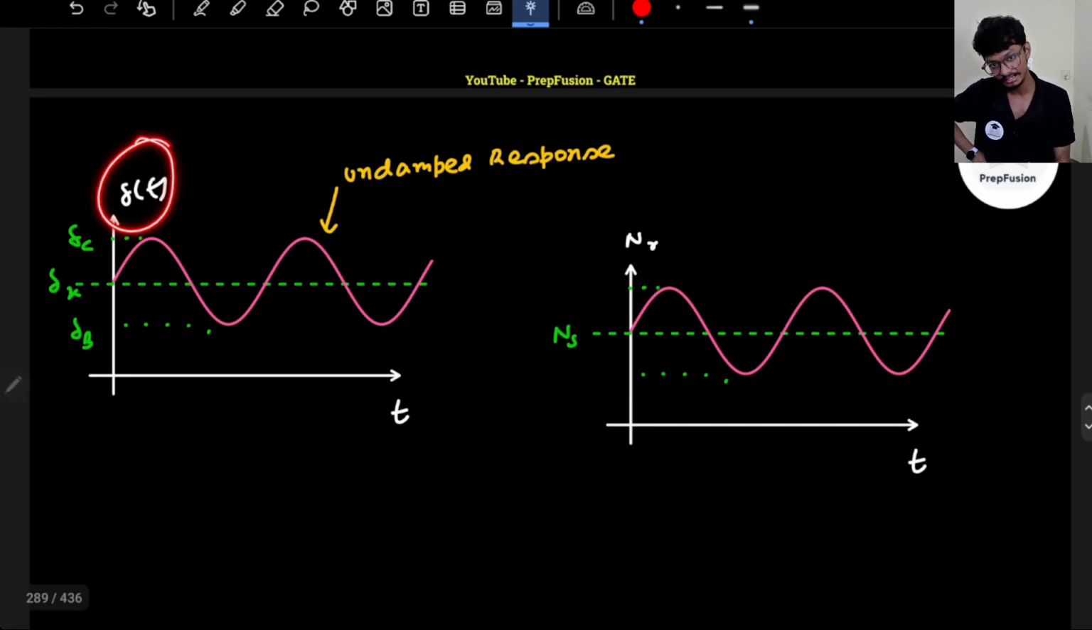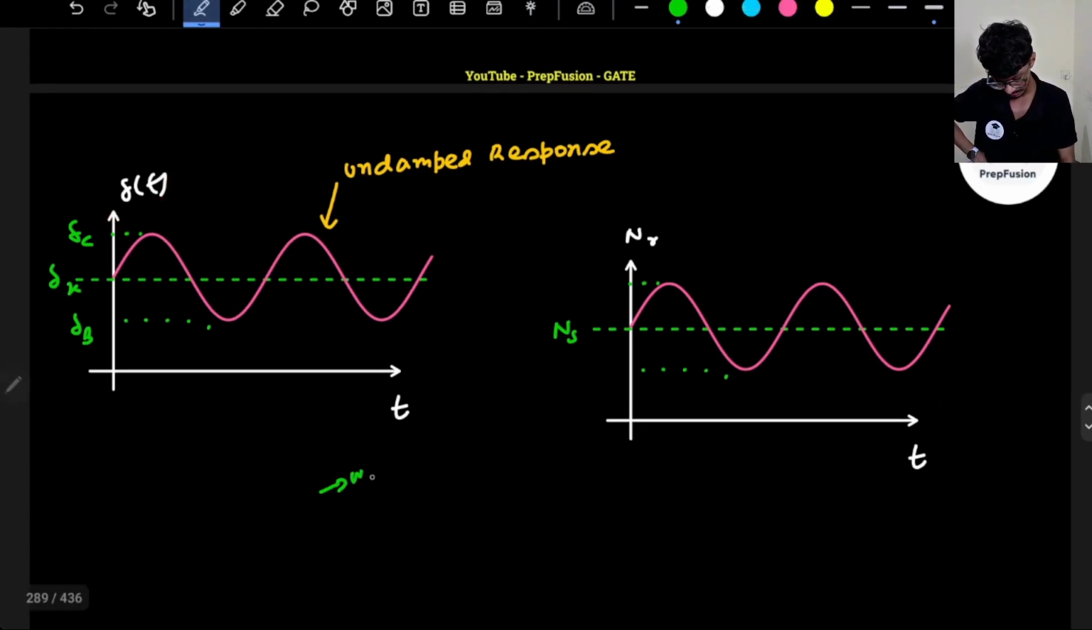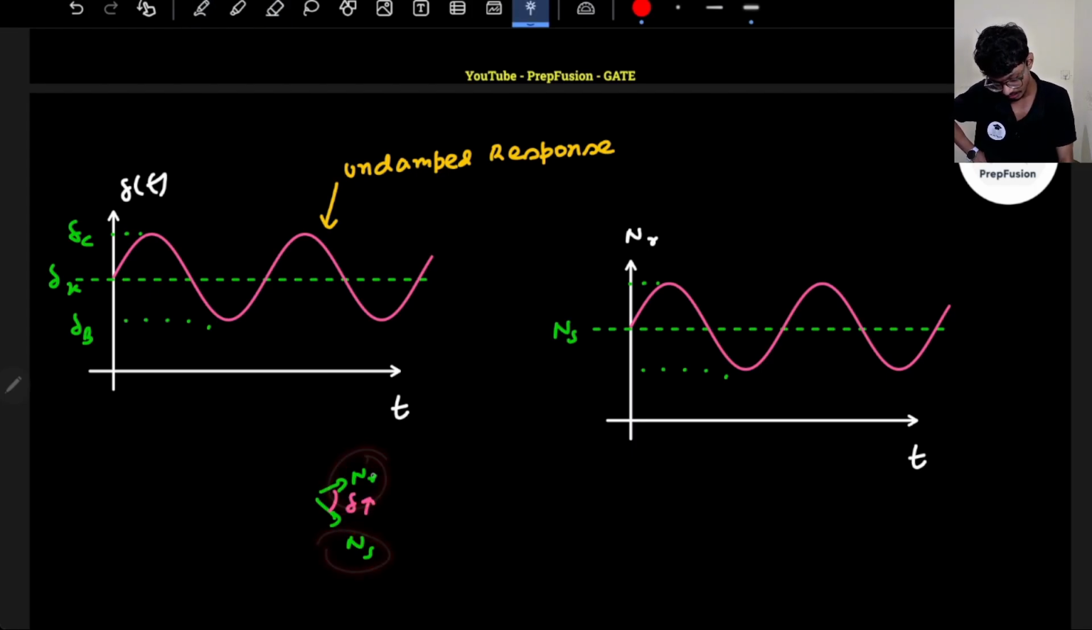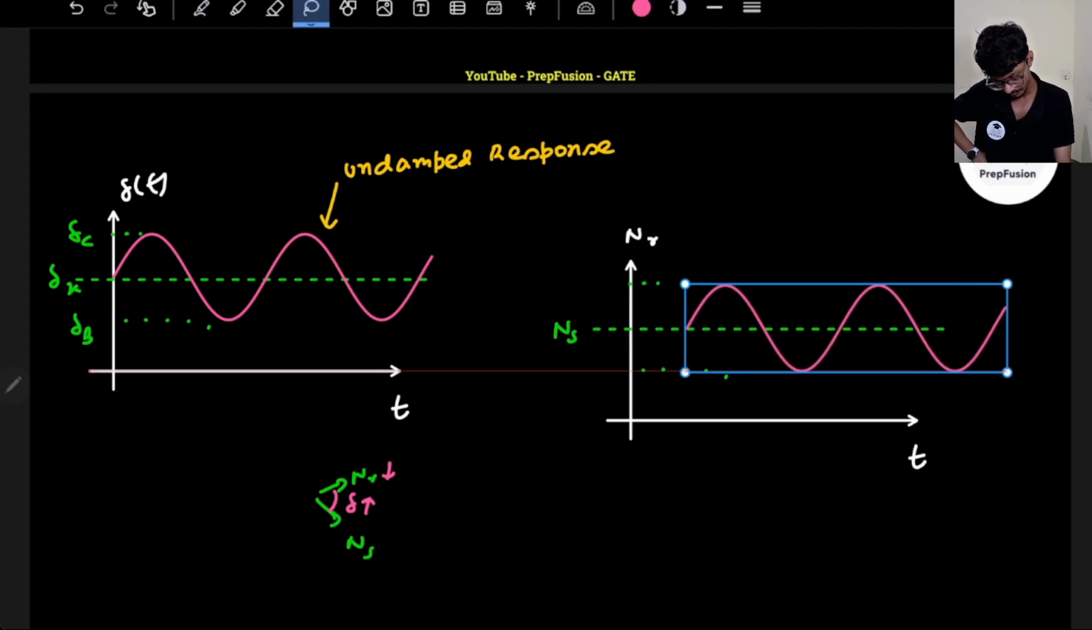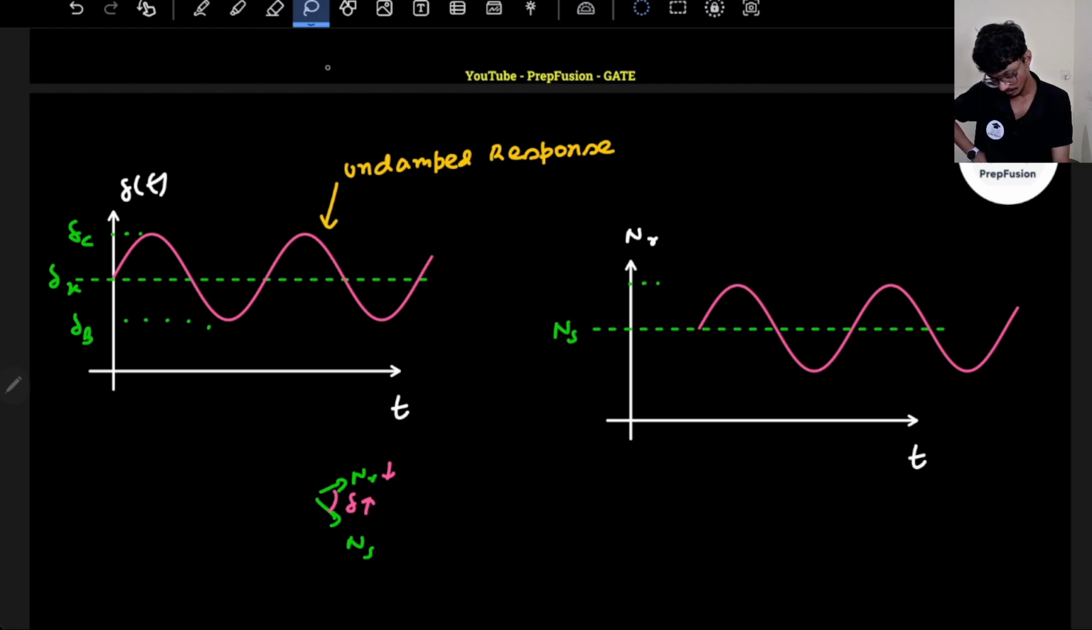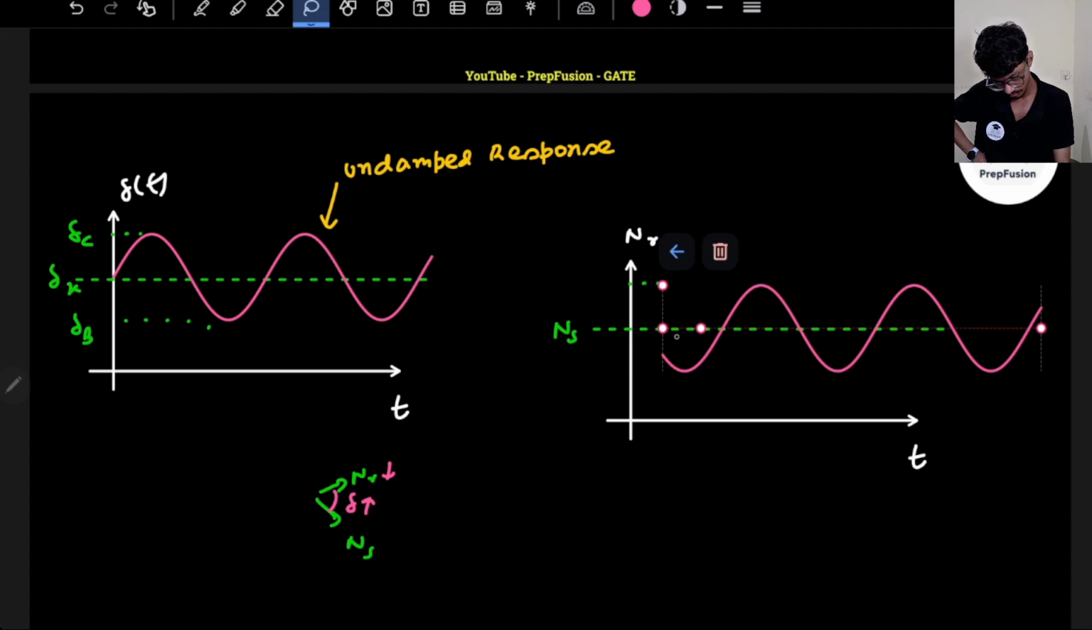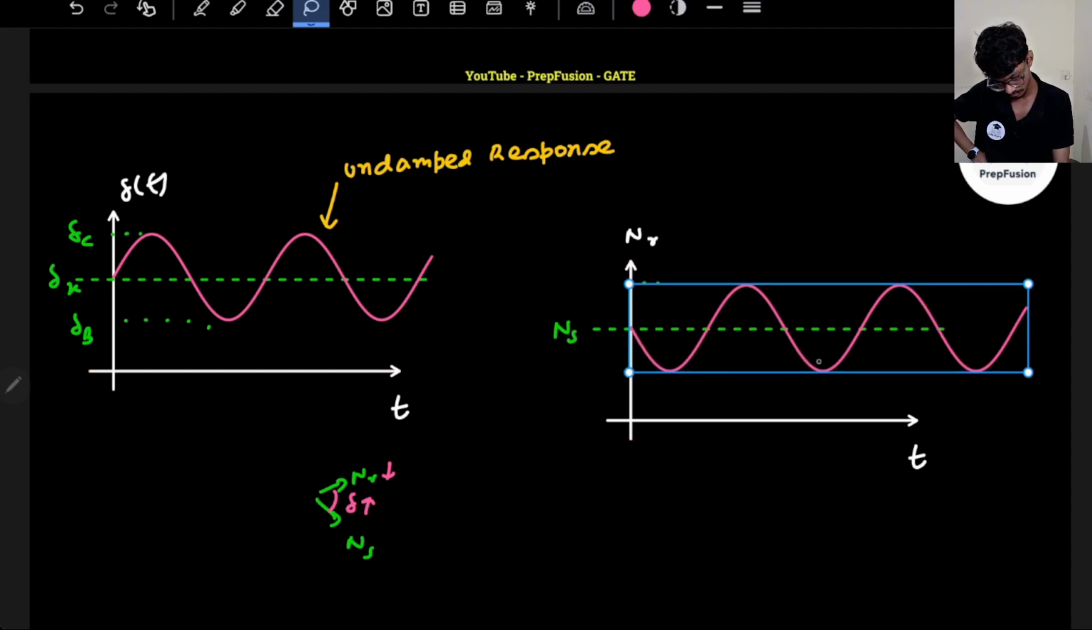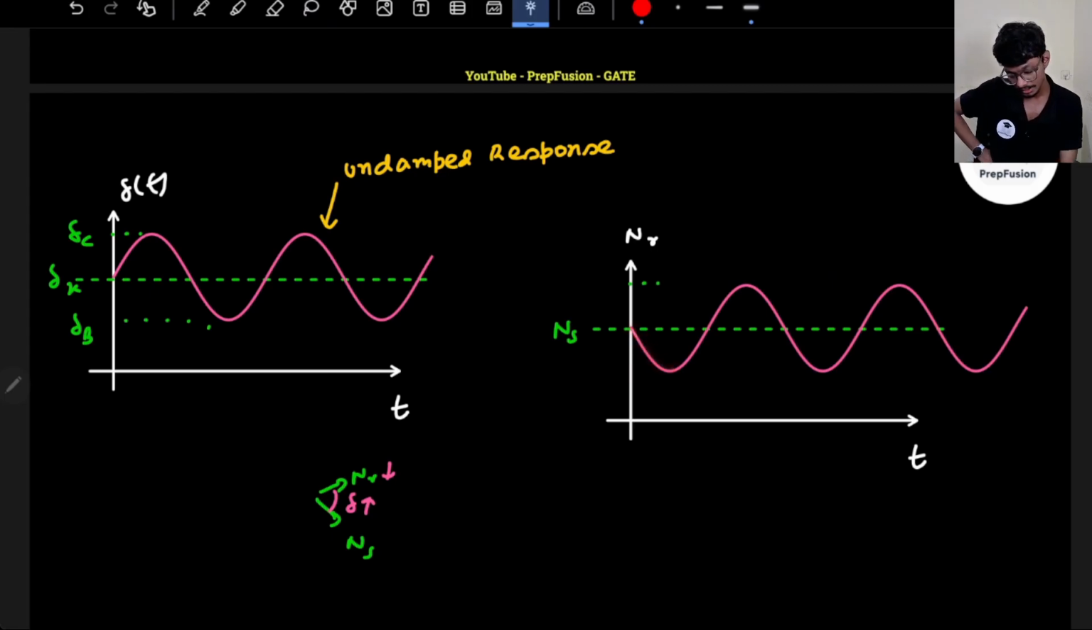So when this delta angle increases, NR will reduce, because NR is here and NS is here, and I know my relative speed delta is increasing. If delta is increasing, that means either NR will slow down or NS will speed up, but I know NR will slow down. So here this will be phase shifted. It will basically slow down.